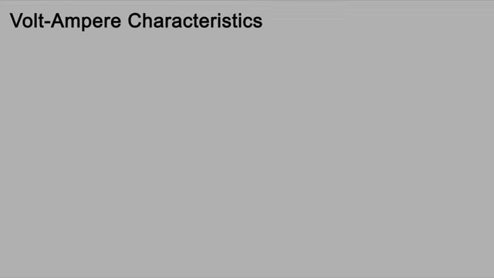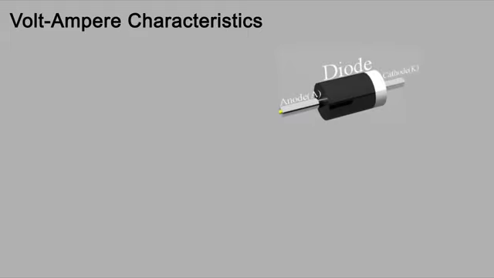The volt-ampere characteristics of a diode. The behavior of a PN junction diode is indicated by its volt-ampere characteristics, or VI characteristic.